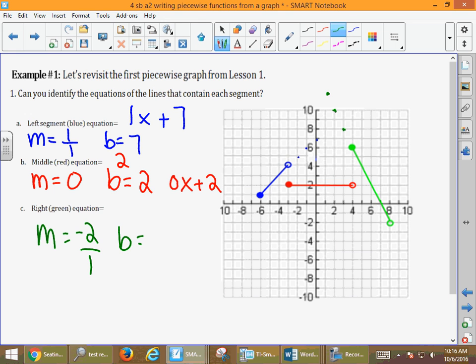Where are we on the graph at this point? Good. We're at 12, so when we go up 2 and to the left one here, what is that value, which is going to be our y-intercept? 14. So you've got to keep track of things if it doesn't fit on our graph over here. Use the slope to help you get there. So our green equation is going to be negative 2x plus 14.